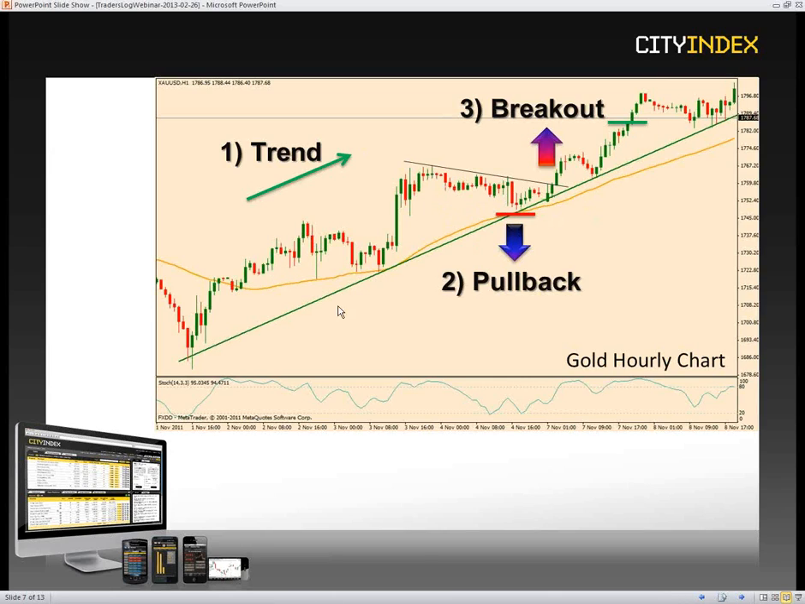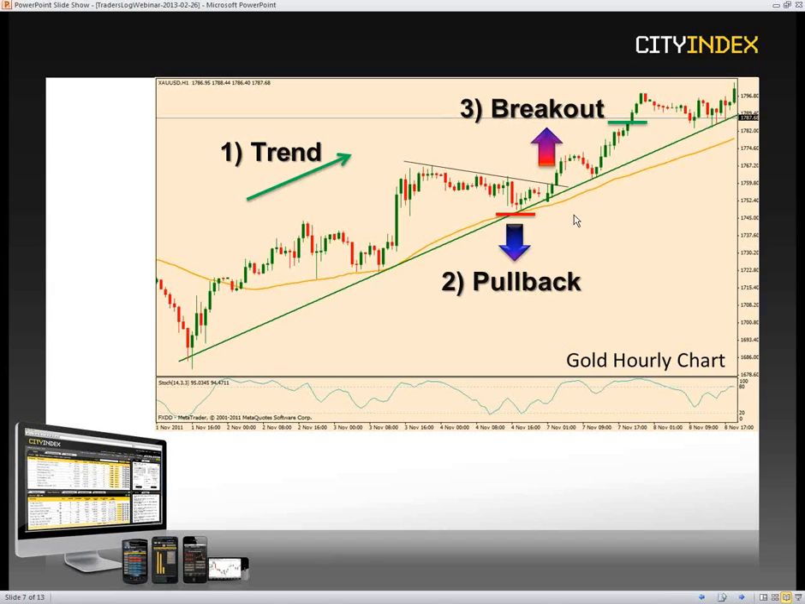This pullback is defined by a pullback to the uptrend line. Once that pullback occurs, oftentimes you'll be able to draw a counter trend line, as we can see here. This is a downtrend resistance line within this overall uptrend. And once we have this, we could be looking for a potential breakout to the upside above this counter trend line.